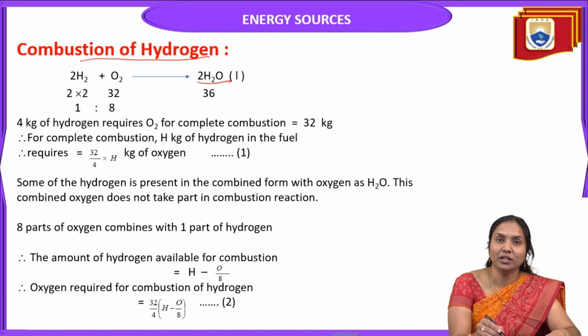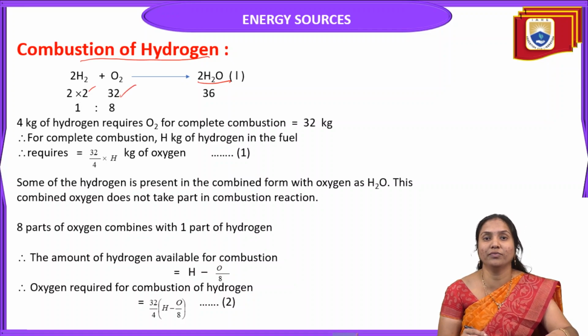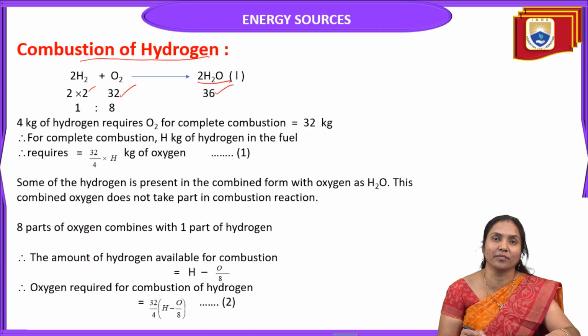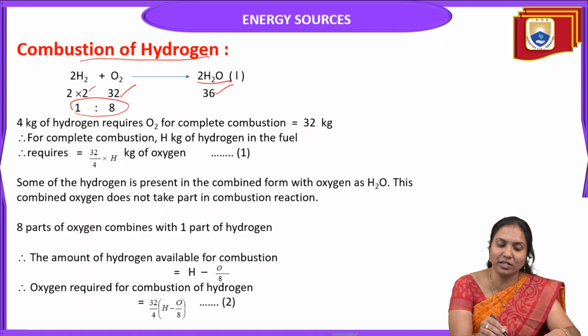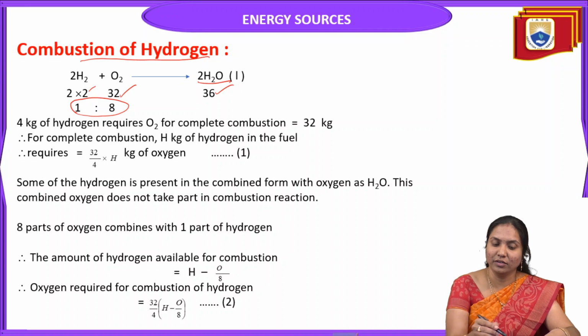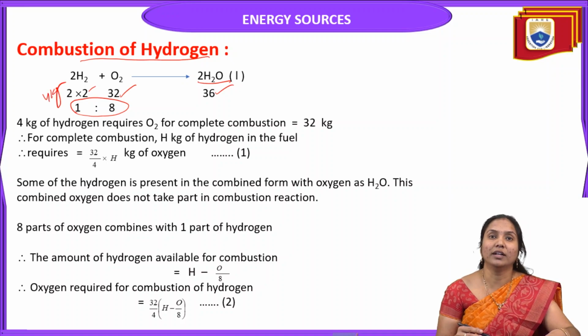So molecular weights: here we are taking 2 hydrogen, so 2 into 2, 4 kgs in total, and it requires how much amount of oxygen? 32 kgs of oxygen. The combustion product water has molecular weight 36. So hydrogen and oxygen are in a 1:8 ratio. 4 kgs of hydrogen requires how much oxygen for combustion? 32 kilograms of oxygen, required for complete combustion of fuel.